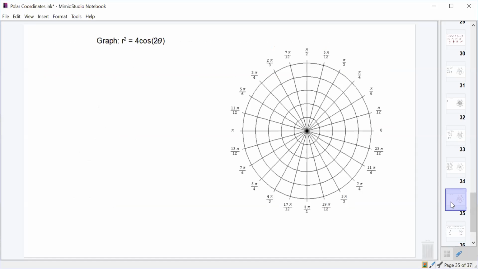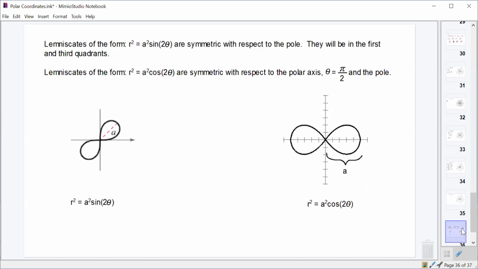So this one, r squared equals 4 cosine 2 theta. How far out should I go? For my first petal, 2 units, and 2 units on this side as well. I'm not going to bother to plot the points. It's going to look just the same. It's just going to be that nice little infinity symbol, nice little lemniscate there. Good? Everyone's good with that? Cool.